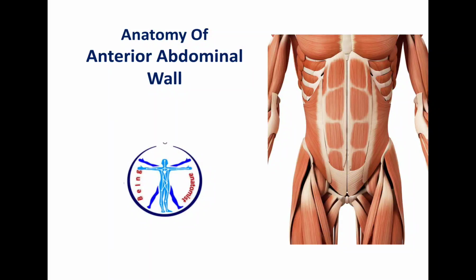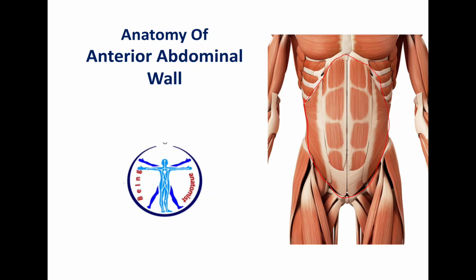Hello, in this video we are going to learn the anatomy of anterior abdominal wall. The anterior abdominal wall is a musculo-aponeurotic sheath which covers the abdominal cavity. It is formed by both the muscles and some aponeurosis.